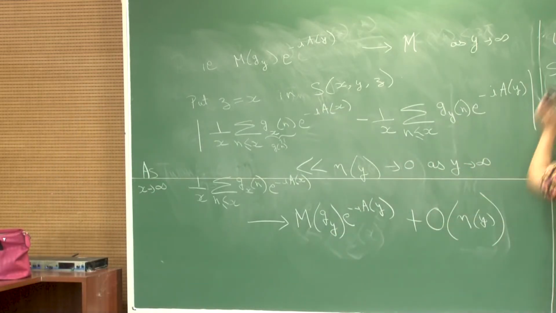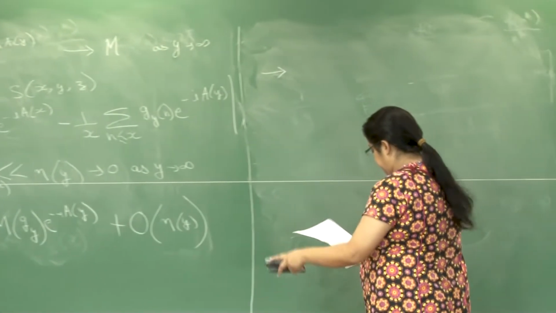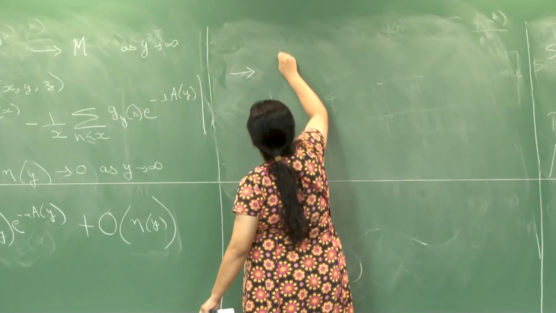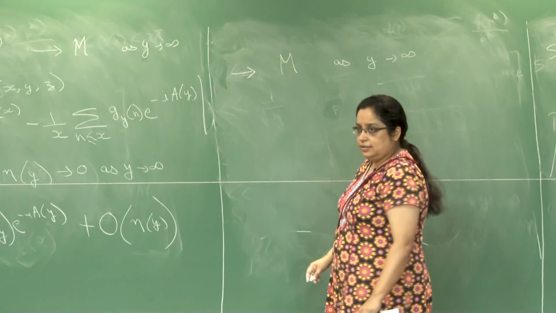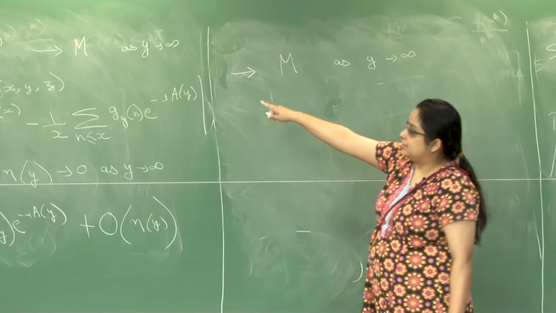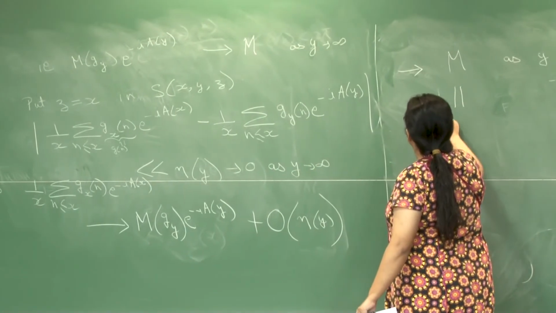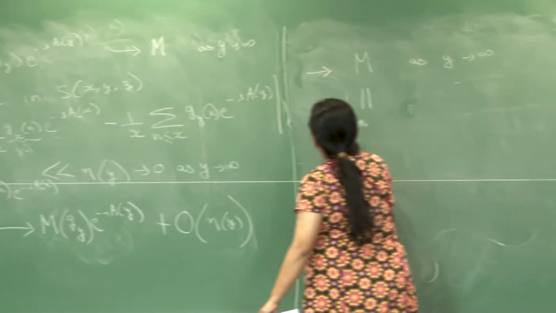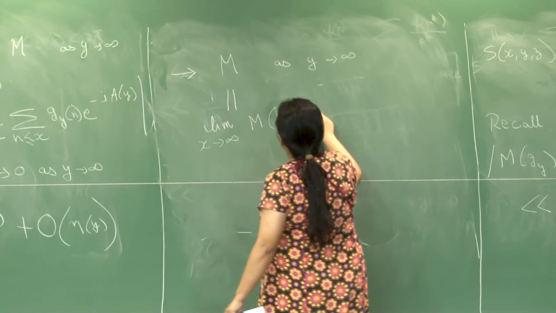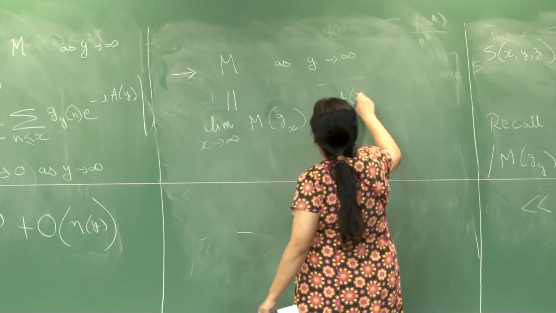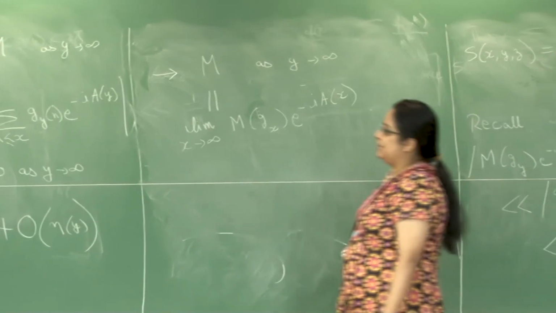Okay. So, what do you get now? As y goes to infinity, this is going to 0. So this goes to m as y goes to infinity. But what was m? M was the limit of this Cauchy sequence, right? So, you can certainly write it as the limit as x goes to infinity of m of g sub x e raised to the minus i a of x, by just using cleverly a different variable.